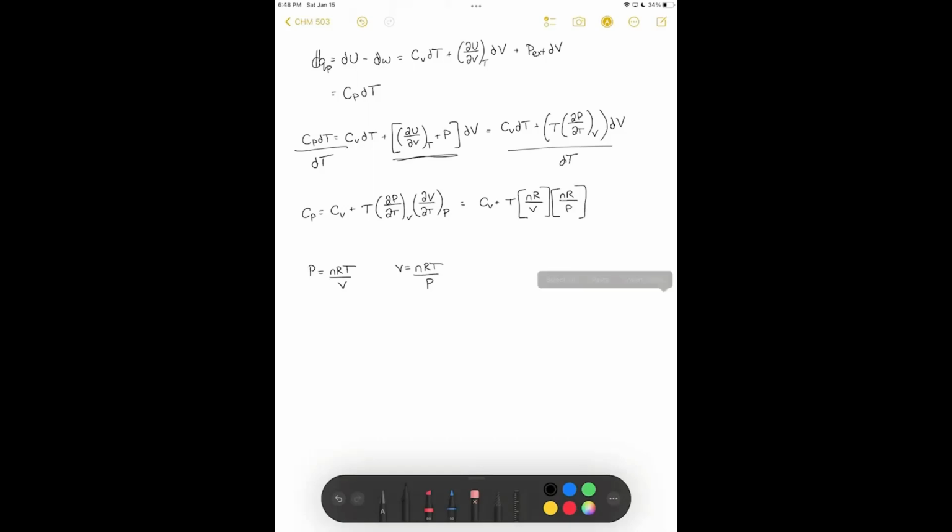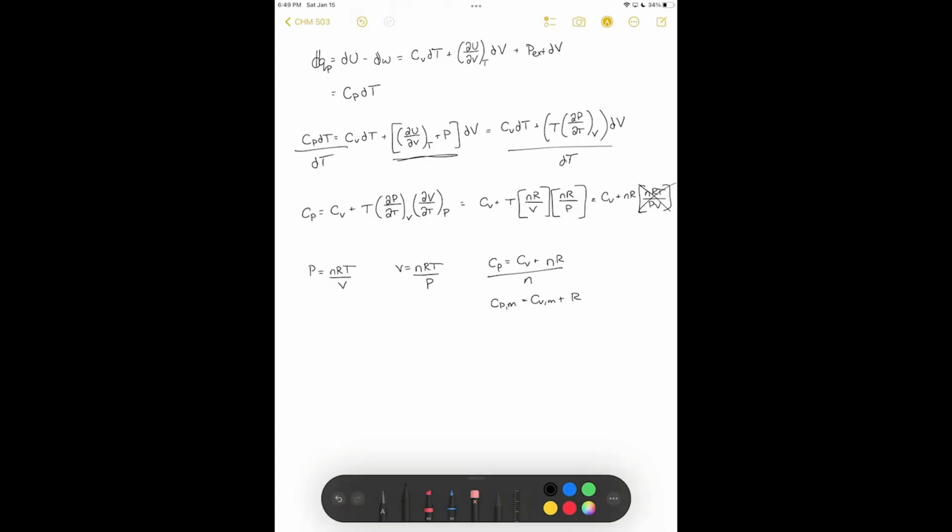So plugging these in here, what we'll end up with is Cv plus, and I'll write it this way, nR times nRT over PV. This is basically the ideal gas law. We know that PV equals nRT, so this whole thing ends up being equal to 1. Therefore, we have the relationship Cp equals Cv plus nR. If we want to put this in molar units, we need to divide by the number of moles. That gives us the molar heat capacity, Cp,m, is equal to Cv,m plus R. And this is the relationship that we've been using.